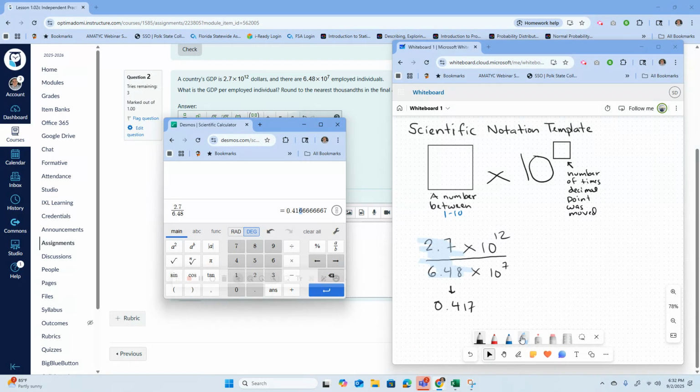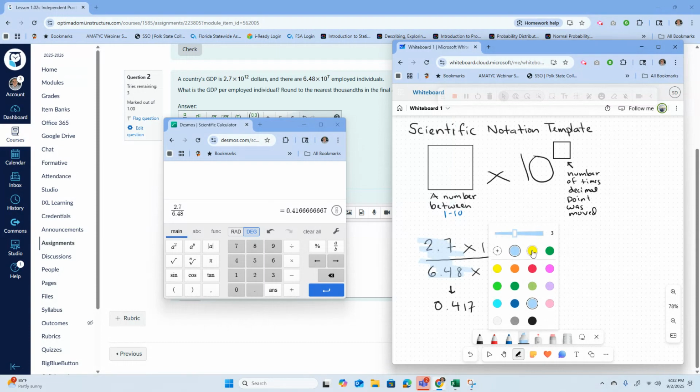Okay. And then the next thing you're going to do is divide the powers of 10, which I'm going to highlight in yellow. So this here that I'm highlighting in yellow, these are the powers of 10. And what you do is you keep the 10, and what you're going to do is subtract the exponent. So 12 minus 7 is 5.